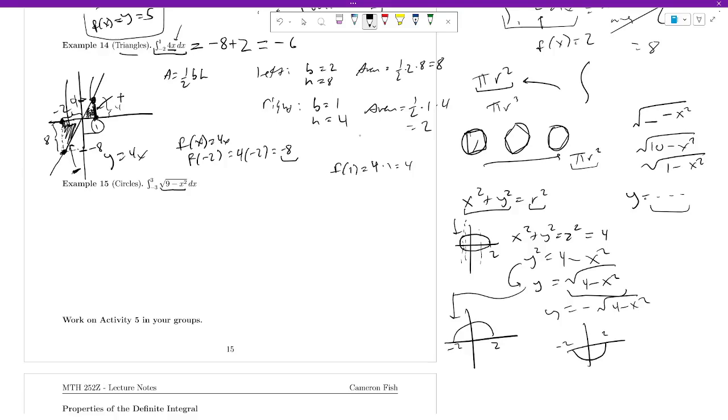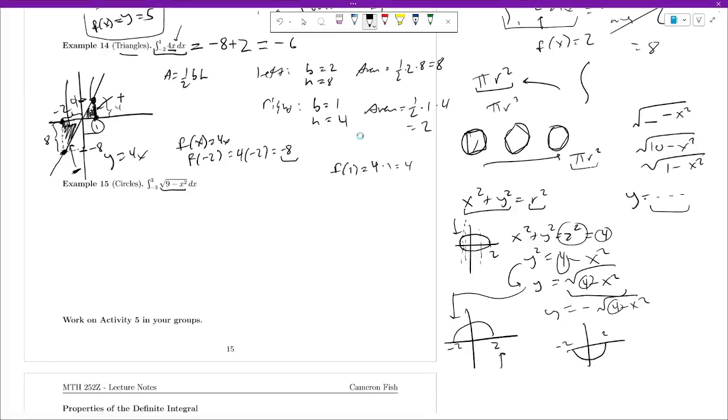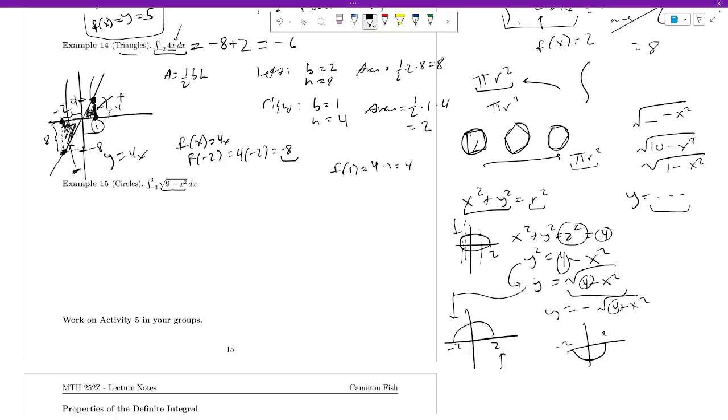You're supposed to recognize the radius of the circle. In our example, the radius was 2, and we had a 4 here. This 4 came from this 4, which was originally r squared in the first place. So the number that's sitting inside here is like r squared. So if I have the square root of 4 minus x squared, that means the square root of 4 is 2, the radius is 2.